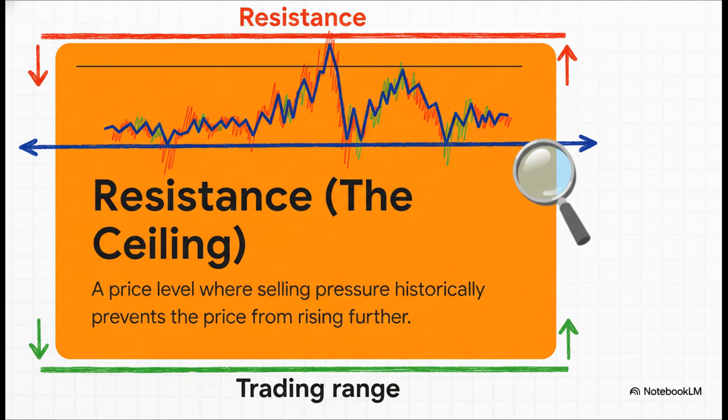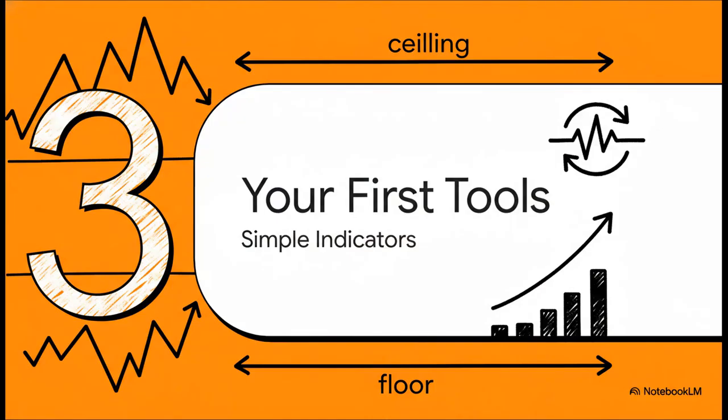It's the exact opposite of support. It's a price level that the stock struggles to break above. Here, sellers tend to take profits or short the stock, pushing the price back down. So these 2 levels, support and resistance, basically create the playground for the stock price. Awesome. So now you can spot the trend, the floor, and the ceiling just by looking at a chart.